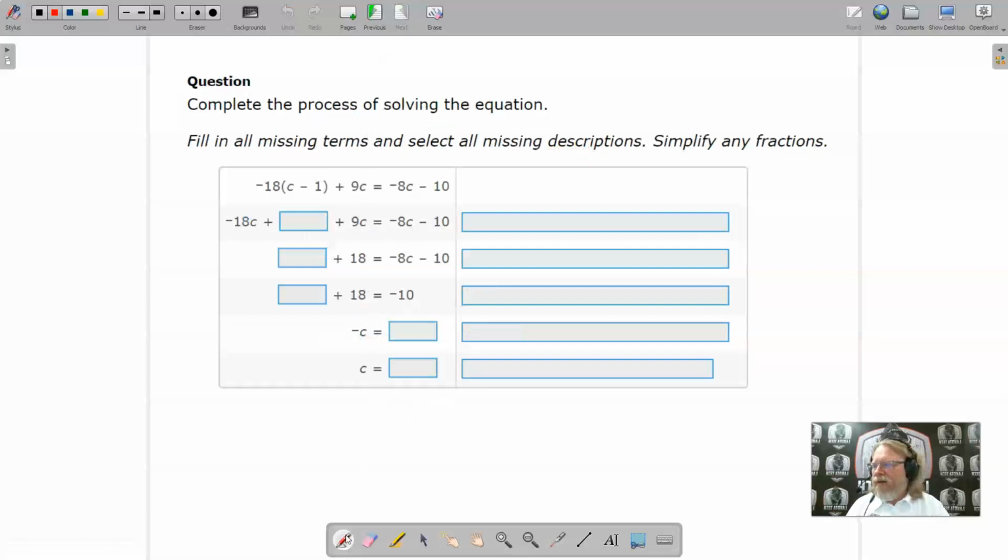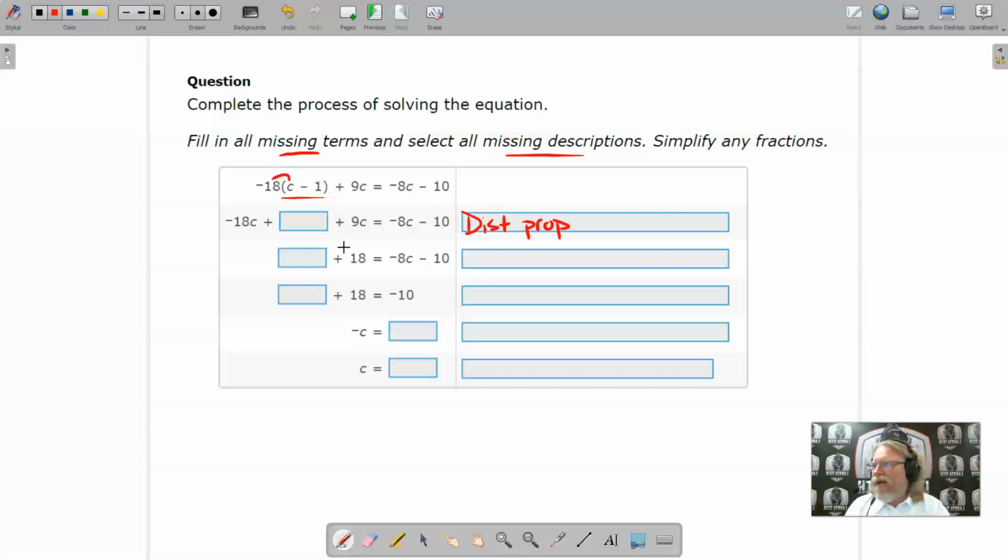And for the final one here, we're missing quite a few terms and quite a few descriptions. Shouldn't be too big of a deal. I'm seeing parentheses here, so that's most likely what? Distribution, right? Distributive property. So we'll put distributive property.